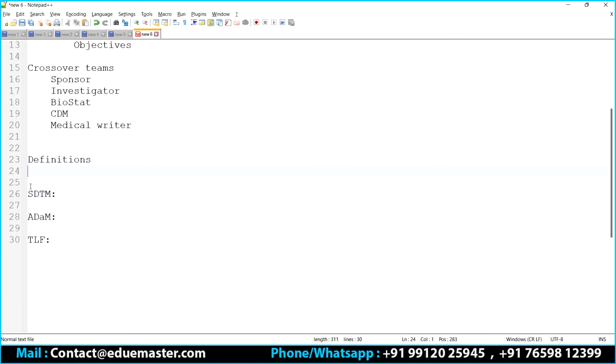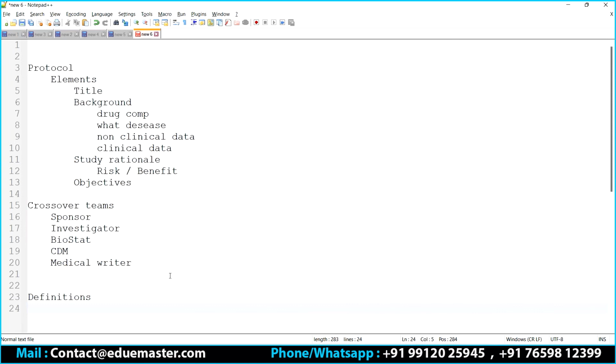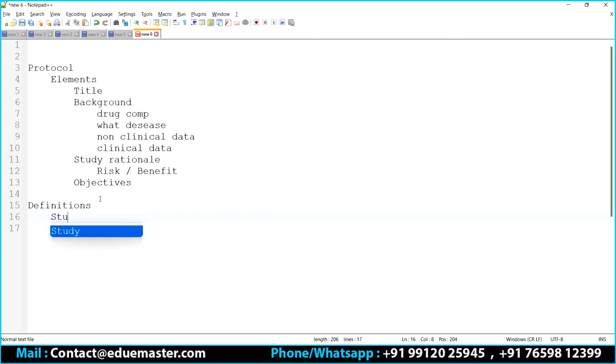Okay. So what are the things that we are going to discuss tomorrow? Let's set up the base. We will continue with the remaining elements. At the same time, we will understand some of the definitions. The definitions include, let me write it here. First, we will go with the study design, the most important one. There are two study designs. Number one, parallel study. Number two, crossover study. What is this parallel study and crossover study? We are going to discuss.